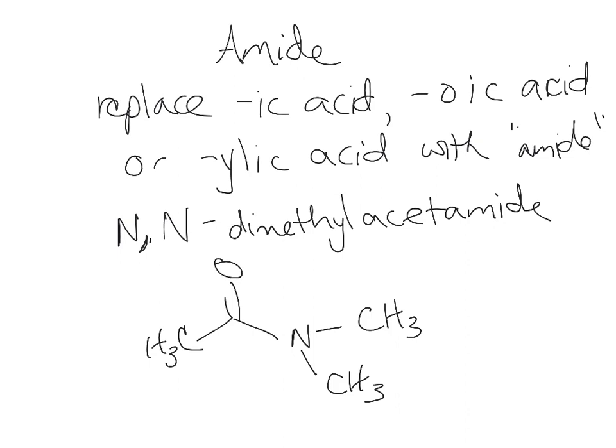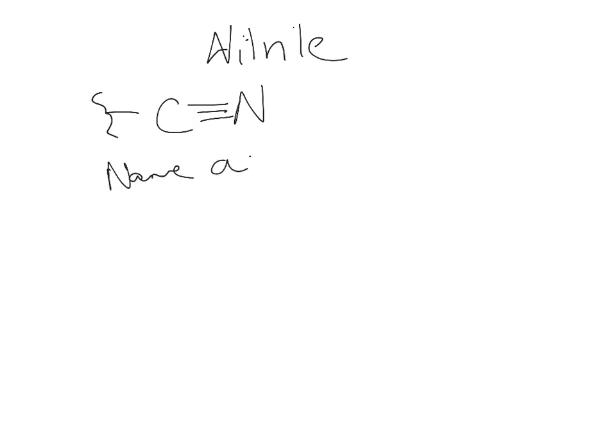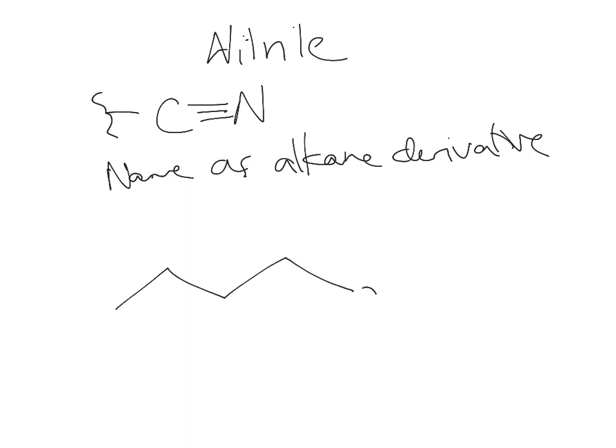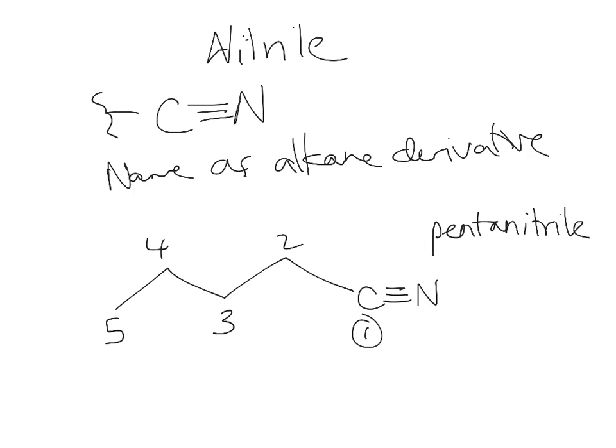Last thing we're going to name is nitriles. So with nitriles, you just name them as an alkane derivative. These are our C triple bond N things. So name as an alkane derivative. So you just want to find the longest chain with the CN, add the word nitrile to the name, and make the CN group number 1. So if we have this, 1, 2, 3, 4, 5. So you have 5, and so this would be pentanenitrile.